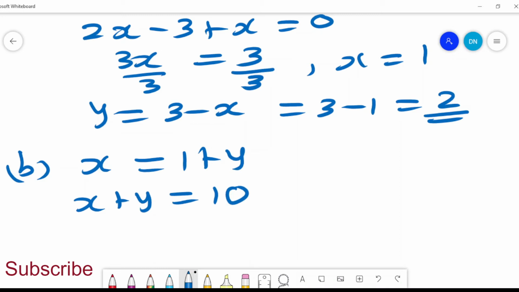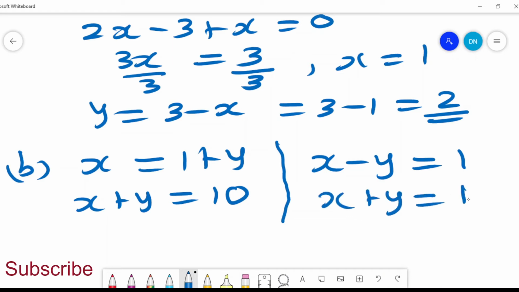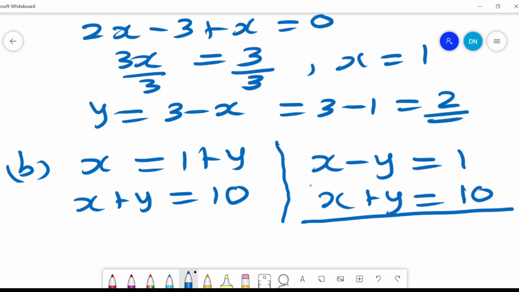So the first step is we need to rewrite this equation in a form that will make it look a little bit more palatable to us, in the sense that we can solve it. And then x plus y is equals to 10. Again, I can decide to eliminate x this time by putting a negative. x minus x is 0. Then negative y, negative plus y is negative y, which is negative 2y. And then 1 minus 10 is negative 9.